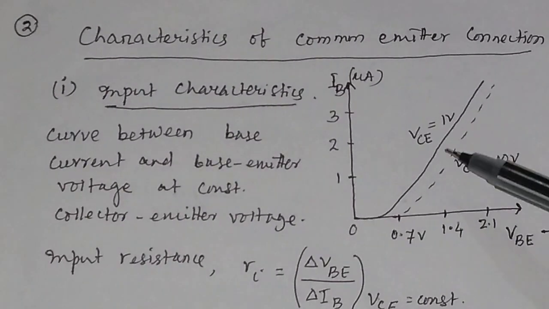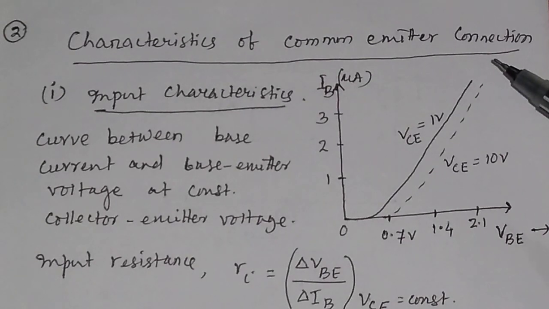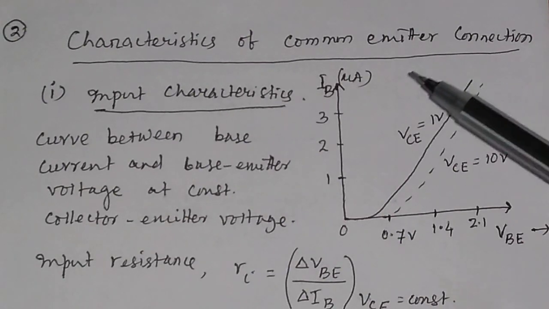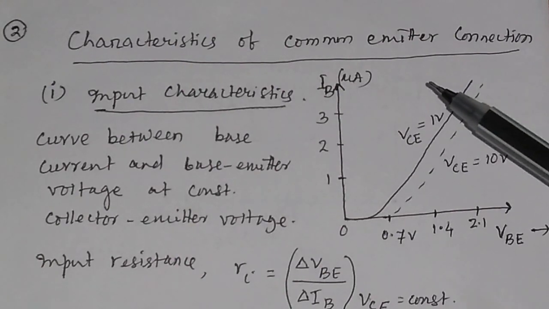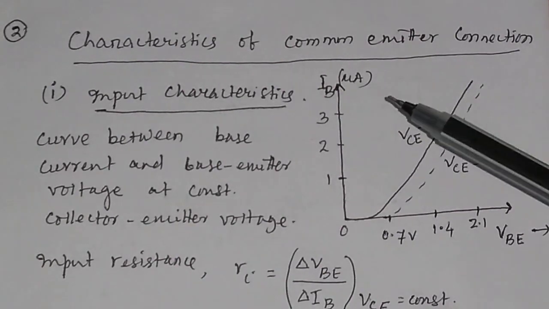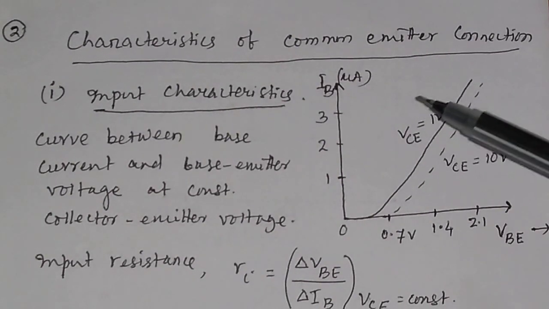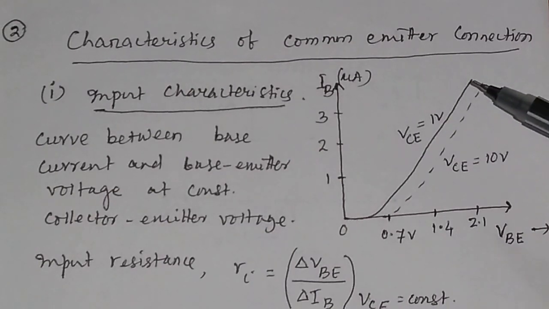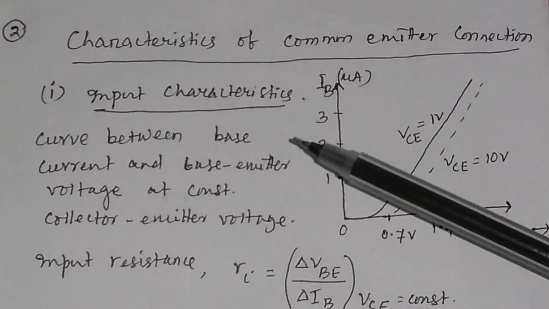Now we'll discuss the second characteristic curve, that is the characteristic of the common emitter configuration. In the common emitter connection of the transistor, the emitter is common to the base and also to the collector. In the input you give the voltage along the base emitter junction, and in the output you give the biasing voltage, that is DC voltage, to the collector emitter junction. So what will be the input characteristics?